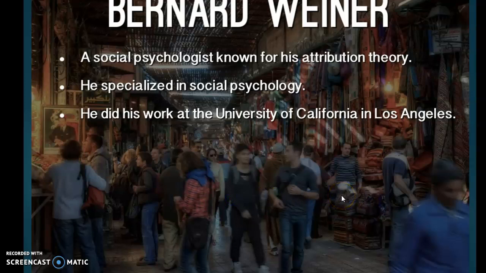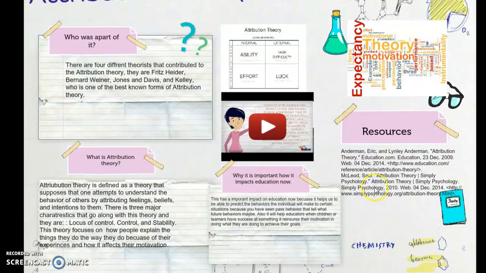So Dr. Weiner is a social psychologist known for attribution theory. Specifically, he focused in social psychology and did his work at the University of California, Los Angeles. So, attribution theory, and there is information in your book on it, as well as the supplemental reading. But there are 4 different theorists that contributed to attribution theory: Fritz Heider, Bernard Weiner, Jones and Davis, and Kelly, who are known for contributing to attribution theory.